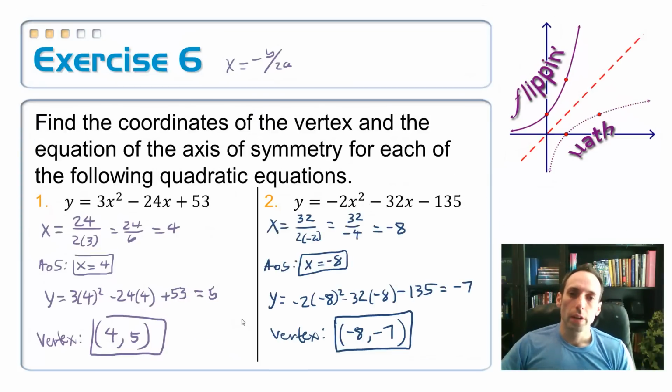There we go. So here, whenever you find the x-coordinate, x is equal to negative b, so the negative of negative 32 is positive 32, over 2 times a, negative 2. That's going to give us 32 over negative 4, for a total of negative 8. So there's our axis of symmetry. x is equal to negative 8. And then to find the y-coordinate, you're just going to take that negative 8, put it into the equation, probably put it into the calculator, and get negative 7. So you're finally at your vertex at negative 8, negative 7.